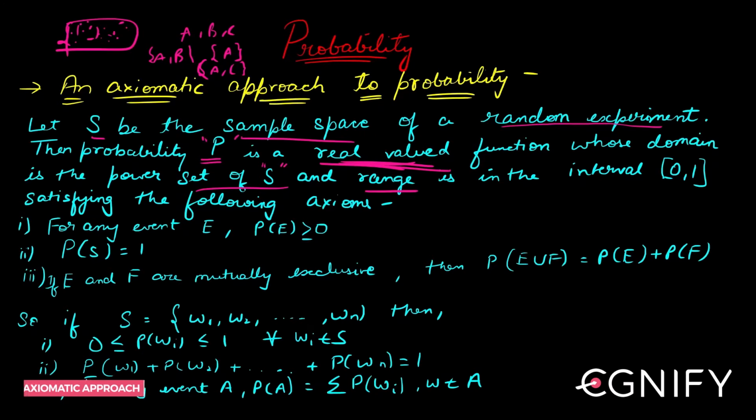And its range is within the interval 0 to 1. So this is very, very important. Your probability always lies between 0 to 1. Whatever you put in as your input, the output that you get has to lie between 0 and 1, right?